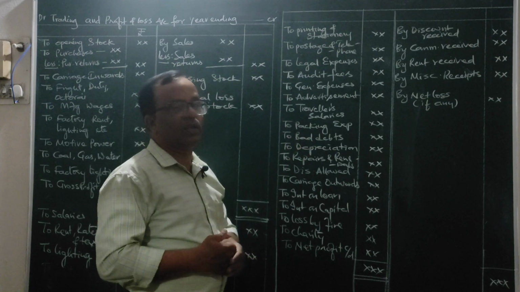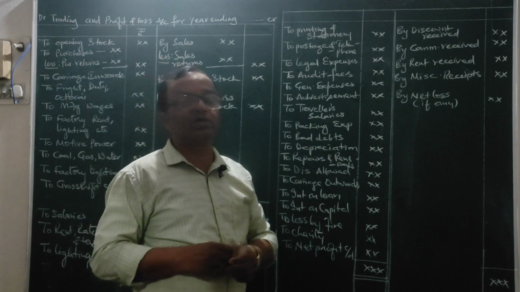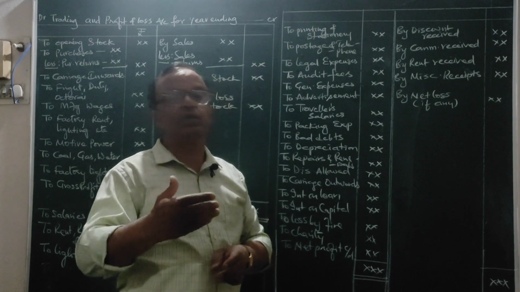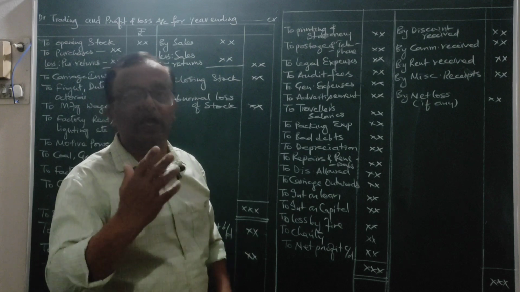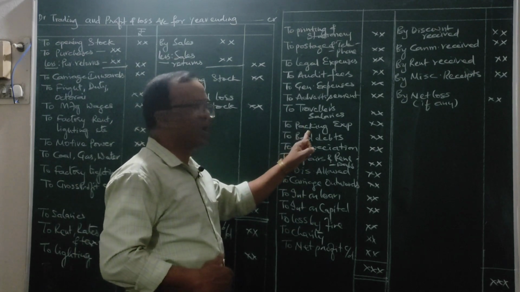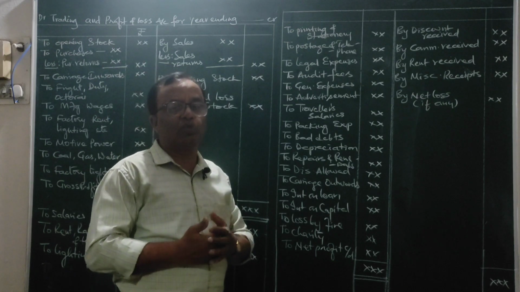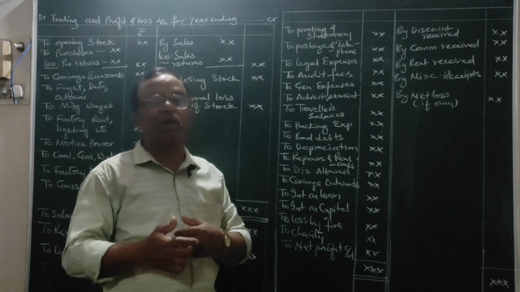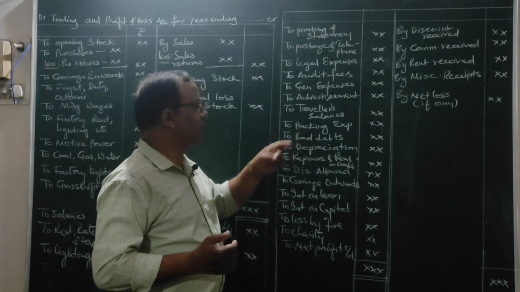Then travelers' salaries. Travelers' salaries means salaries paid to the travelers. Travelers are the people who move from place to place to sell the goods. So whatever salaries are paid to them are indirect expenses. Then again, packing expenses. When we are selling the goods, they need to be packed. So for packing, whatever expenses are incurred, packing expenses, indirect expenses.